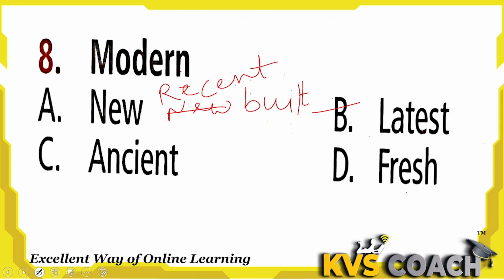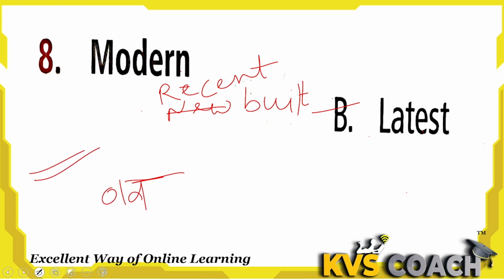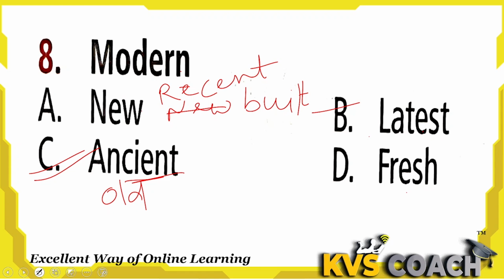And fresh, obviously, freshly prepared or recently prepared, that is called fresh. Okay, latest is also known as modern, but ancient is very much old. Okay, very much old. So the opposite of modern is ancient. Option C is the right answer here. Ancient's opposite is modern.